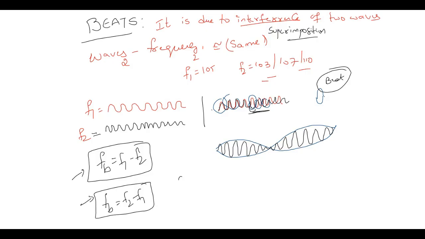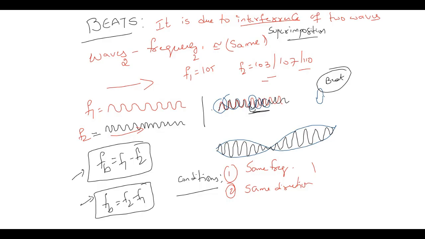Okay. So what are the conditions for beat? First point, similar frequency. Second point, same direction. Both should be in the same direction, traveling in the same medium. Then we are able to observe beat.